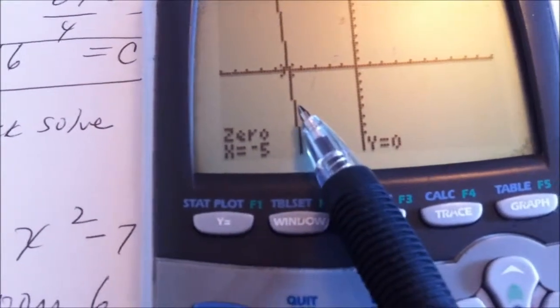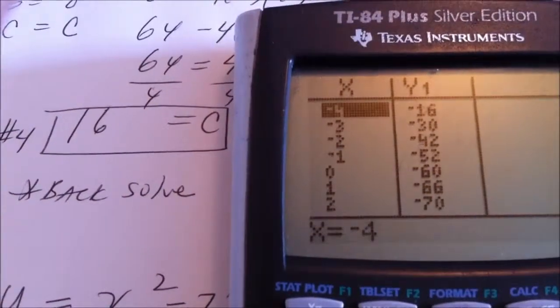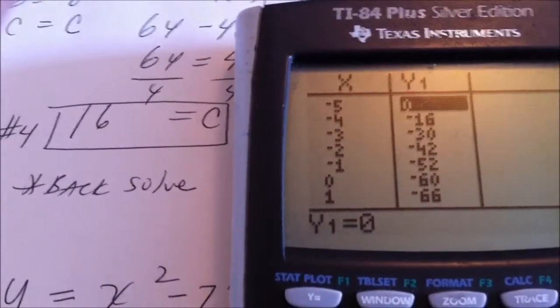So I would definitely practice this. I probably would have just used the table here, because if you look at the table, if you look at negative 5, you will see a 0 there. So embrace that zeros feature.